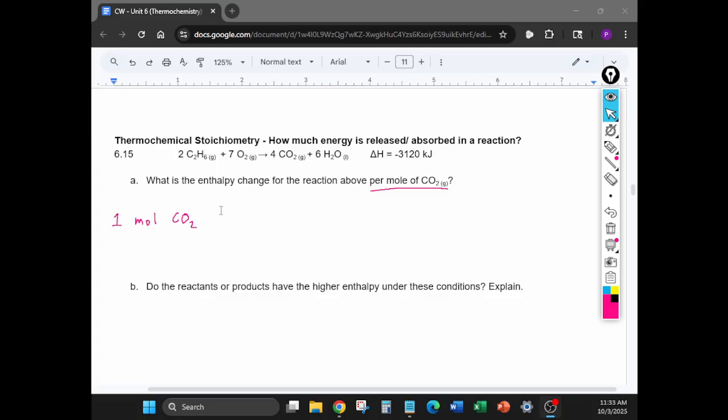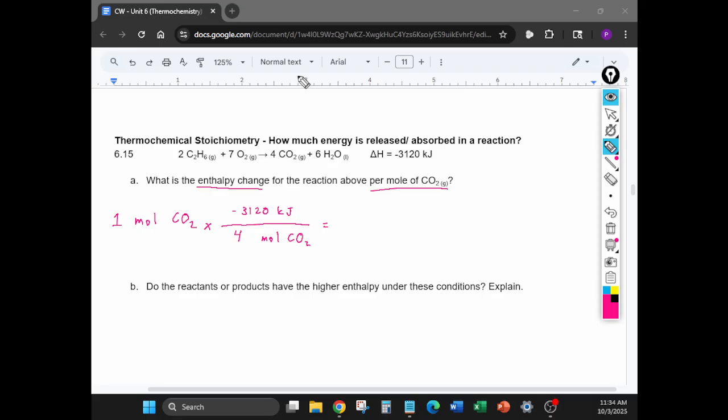All right, so we got 1 mole of CO2, and we're going to try to figure out enthalpy. So what we're going to do is set up a fraction, and we're going to try to cancel out moles of CO2 here on the bottom. Now, if you look at the balanced equation, what's the coefficient for CO2? 4. Good. So we got 4. And then we are looking for the enthalpy change. If you look at the enthalpy change, it is negative 3120 kilojoules. So we can just put that on the top. And all we got to do is solve.